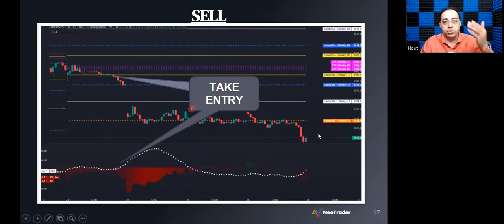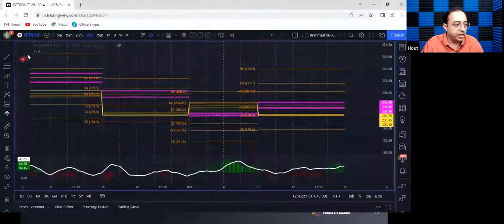What are we doing? We are using the Camarilla and we are setting the levels. Why are we doing that? Because we want to set the right kind of levels. So let me again go back to the Camarilla setup.